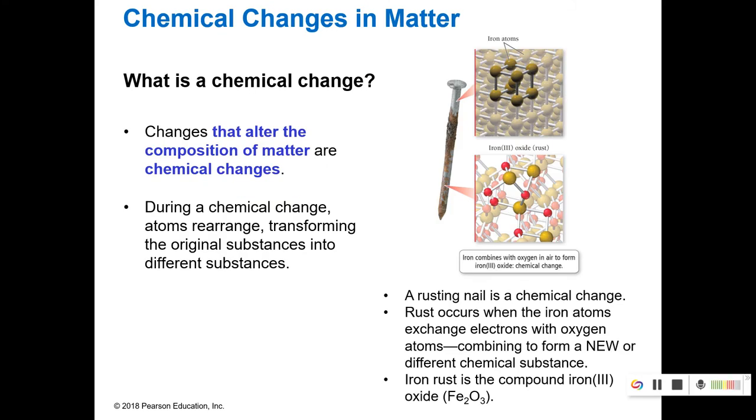Chemical changes, on the other hand, do alter the composition of the matter. So here we've got pure iron in that top right picture. And on the bottom, when it starts to oxidize or rust, there's little oxygen particles in there. And that's one of the things that causes it to change color because now it's a new substance. It's iron 3 oxide instead of just pure iron.